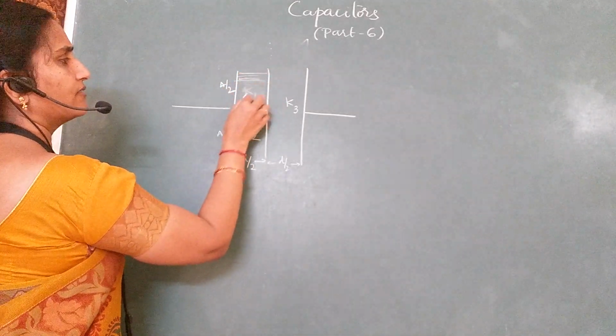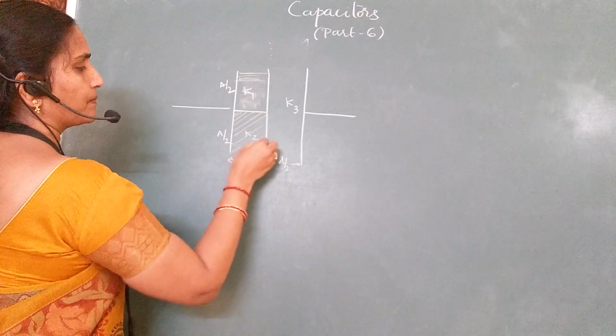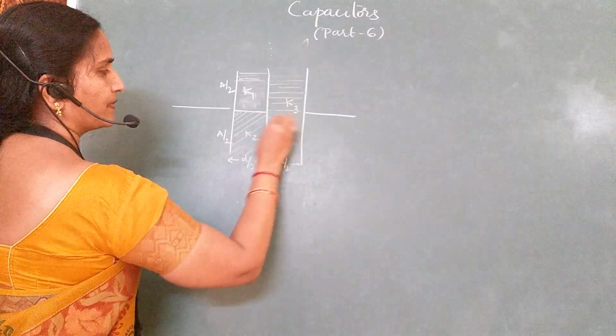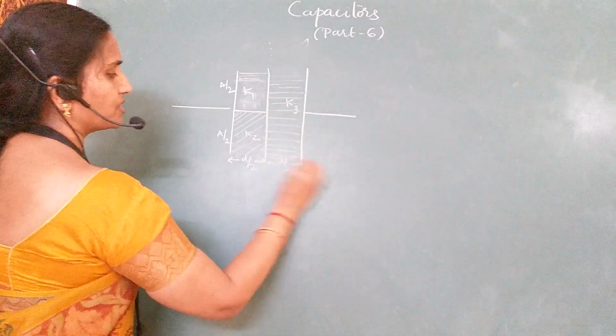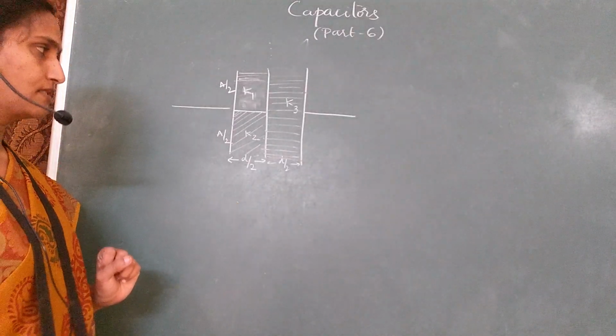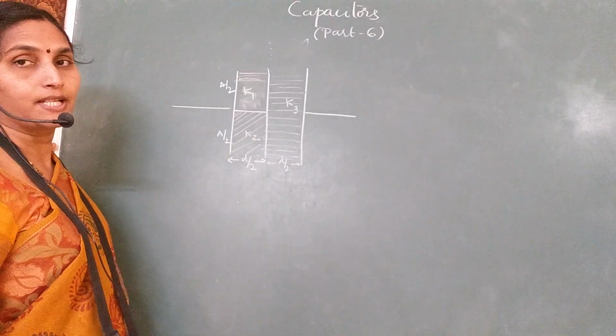If I call this K1, this part is K2, and this complete portion is K3. So how many different materials have we used here? Three different materials. So in such a case, be careful. How do we calculate the equivalent capacitance?